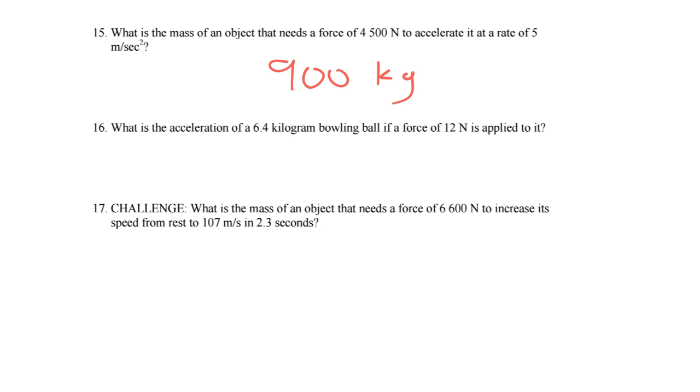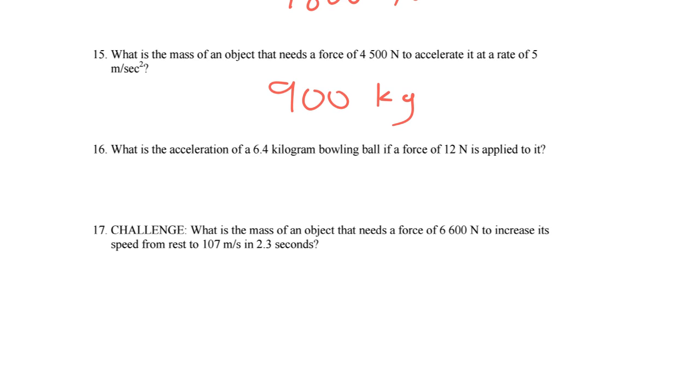All right, so finding acceleration, we'll just divide there. 12 divided by 6.4 is 1.875 meters per second squared. And then mass of an object that needs a force of 6,600 newtons to increase its speed to 107 meters per second in 2.3 seconds. So let's solve for the acceleration.